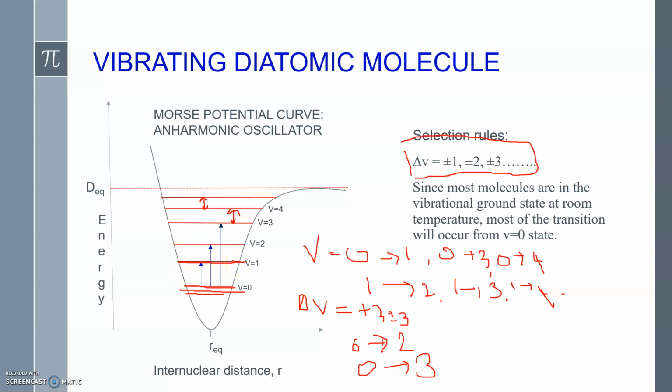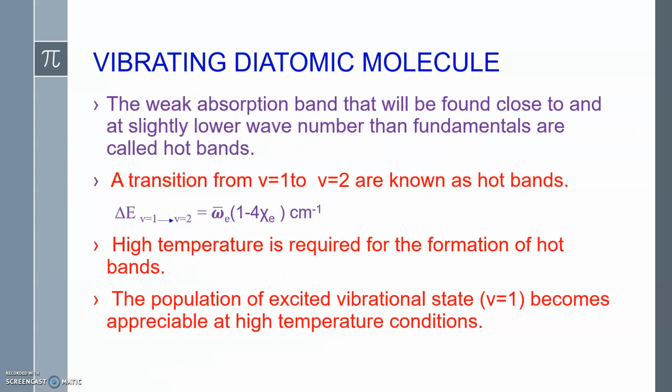So as a result, the transition from V = 1 to V = 2 will also be observed, at slightly lower wavenumber than the fundamental vibrational frequency. These transitions are called hot bands, because it is when the temperature increases that molecules go from the V = 0 state to the V = 1 state. The high temperature transition arising from V = 1 to 2 can be observed, and that transition is what we call a hot band.